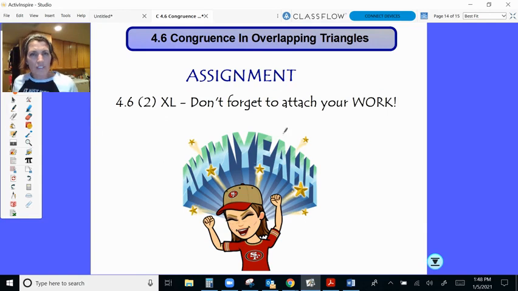Here's our assignment. Our assignment's in Excel again. Don't forget to attach your work, all of it. This is just like if you were doing book work. Every single problem should have something on there, even if it's multiple choice. I want to see your answer on the sheet. The only thing the Excel is going to do is tell you if you're right or wrong.